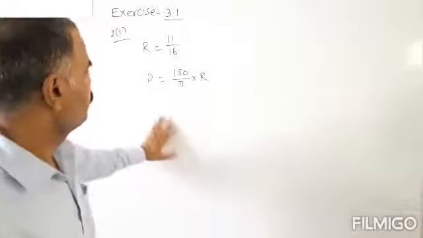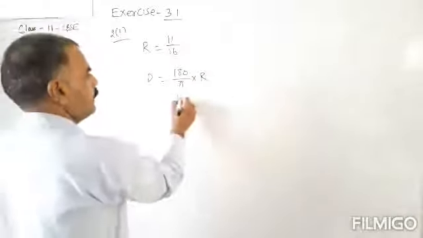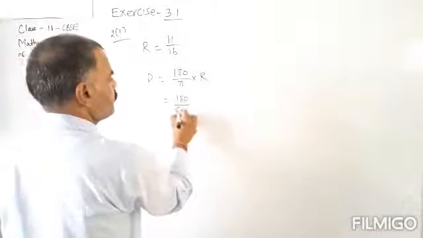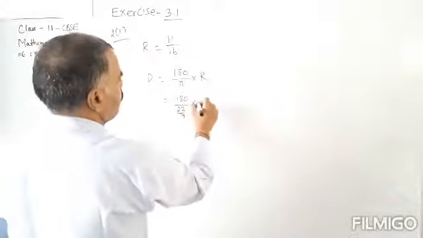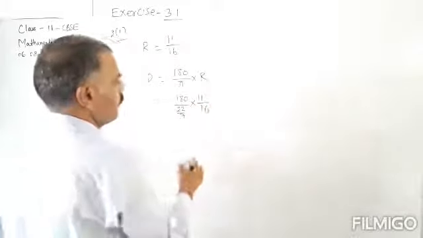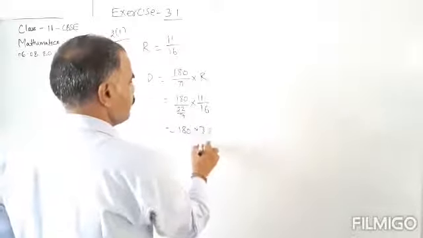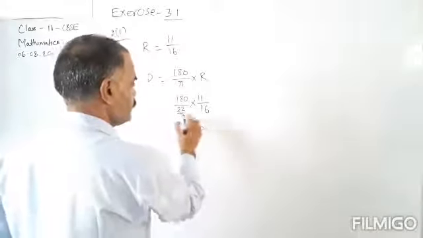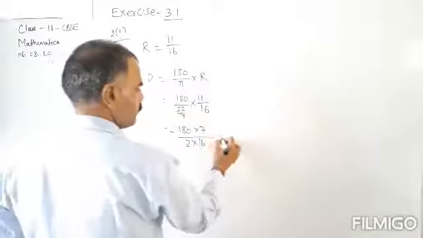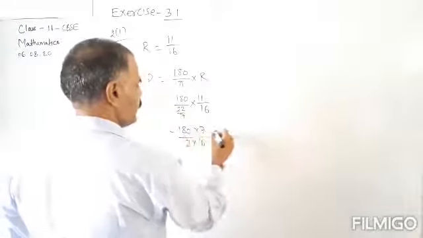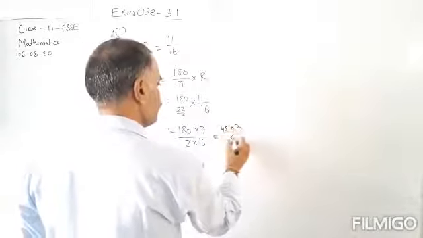For radian measurement into degree measurement, 180 upon pi means 22 by 7, multiplied by r, which is 11 upon 16. So this equals 180 multiplied by 7, 11 goes into 22 twice, and 2 into 16. So this equals 90, that is 45 into 7 upon 8.